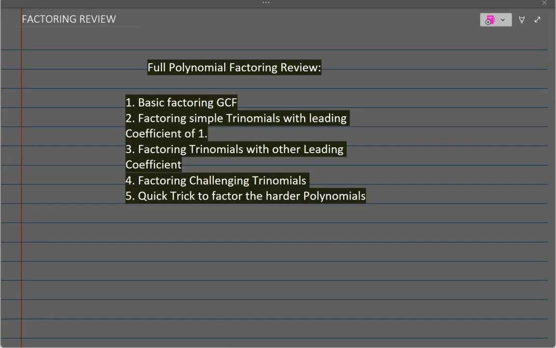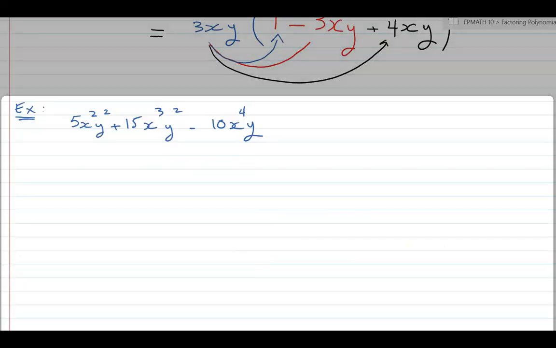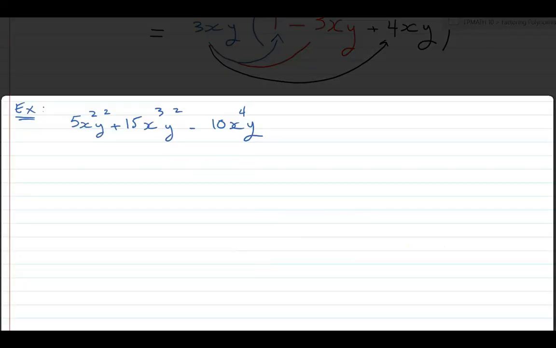Okay, let's start. 5x squared y squared plus 15x cubed y squared minus 10x to the power of 4 y. Let's express it as a product, or factor this polynomial.